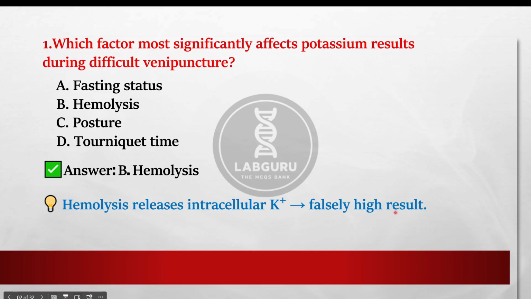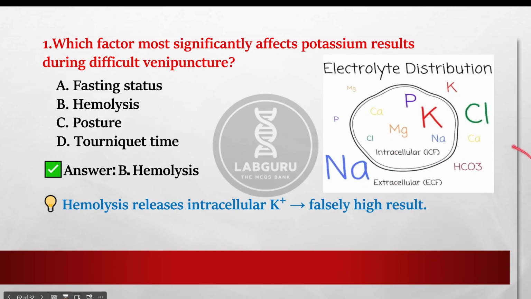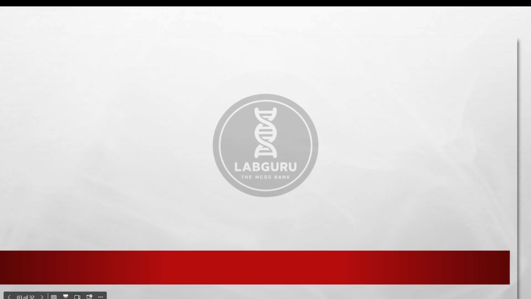As you can see here, it is a cell and these electrolytes are intracellular. A high amount of potassium is intracellular and a low amount of potassium is found in the extracellular fluid. So potassium is the major electrolyte which is inside the cell. When hemolysis occurs, these red cells rupture and this potassium goes outside from the cell. So the high result of potassium is obtained.